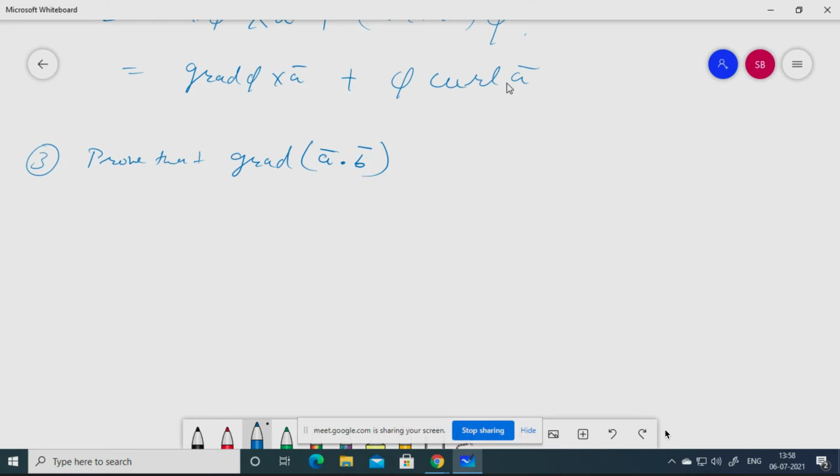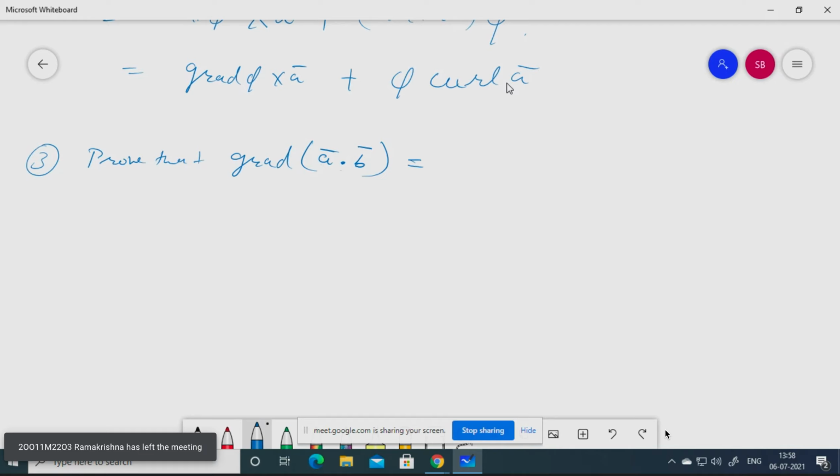Is it or not? Yes, ma'am. So this is correct only. Gradient of a scalar function. A bar dot B bar is a scalar function only. A bar, B bar are vectors, but when you take a dot product between them, the result is a scalar on which you are applying the gradient.